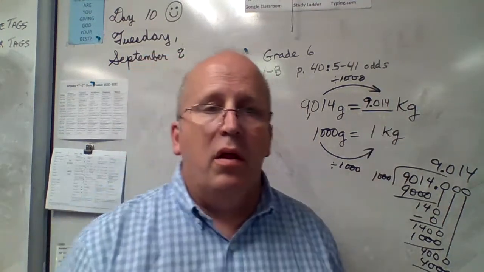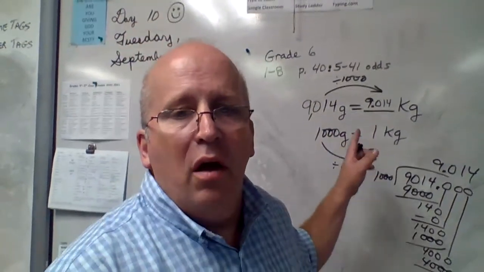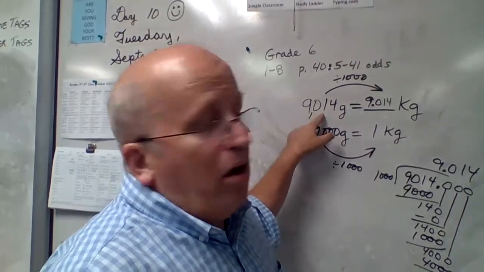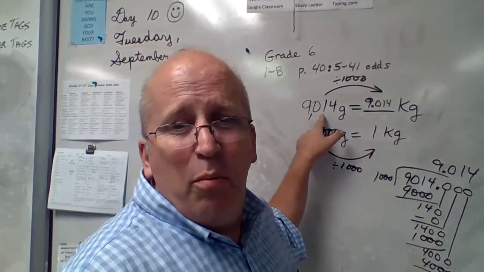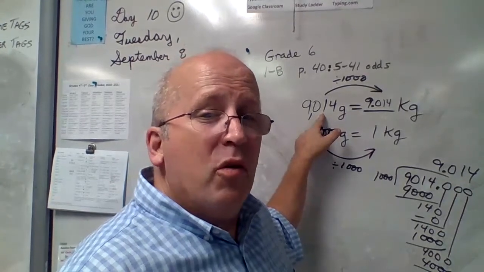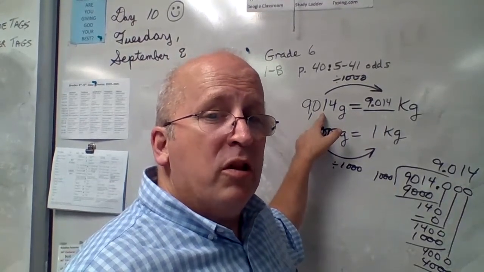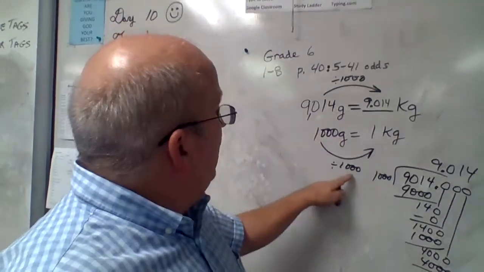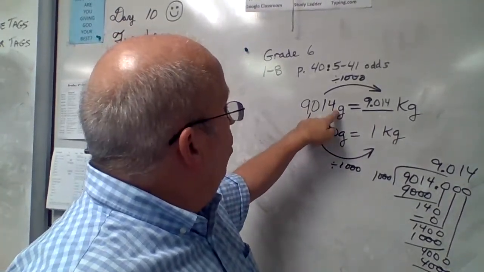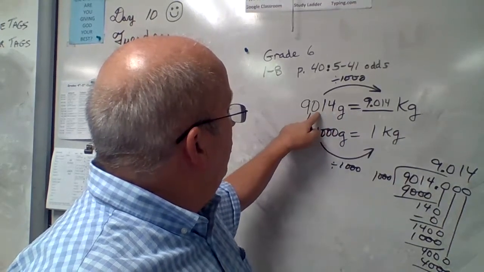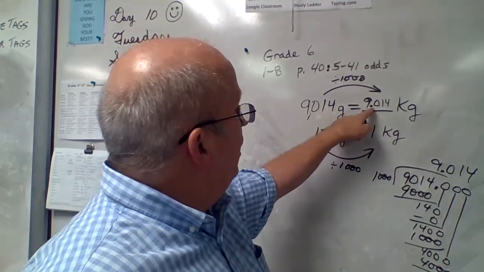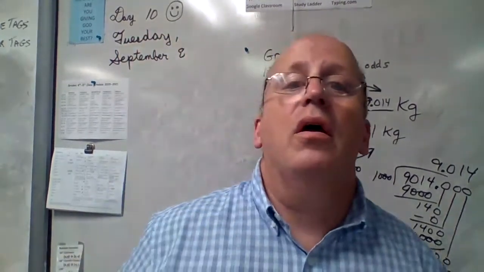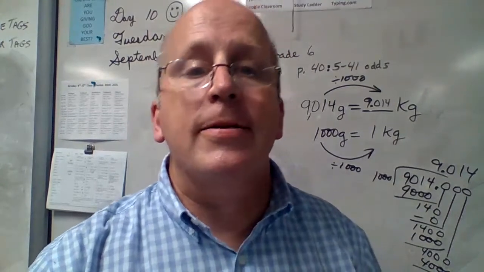Have you noticed that all of these answers we're giving are basically the same as the number we started off with? It's just that we're either moving the decimal point to the right a certain amount of places, or we're moving the decimal point to the left a certain amount of places. In this case, because we were dividing by 1,000, the decimal point was here, and we moved it 3 places over, and it became 9.014. Sometimes the decimal point gets moved to the left, sometimes it's getting moved to the right.